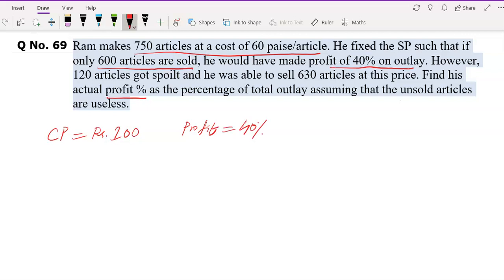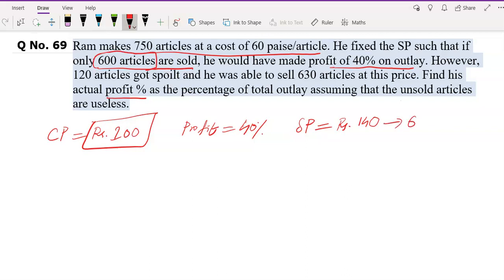40%. So 40% is profit. So our SP will be how much? 100 is our CP. 40% means 40 is our profit. So 100 plus 40 will give us our selling price. So our selling price will be 140. Now this selling price, rupees 140, is of 600 articles.